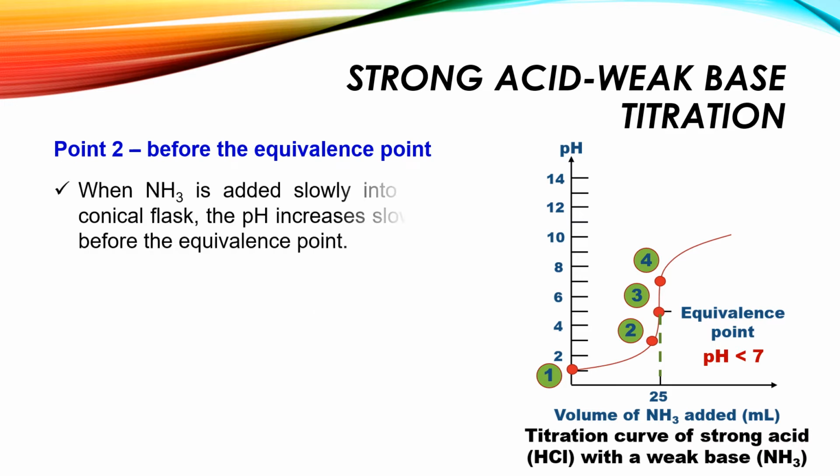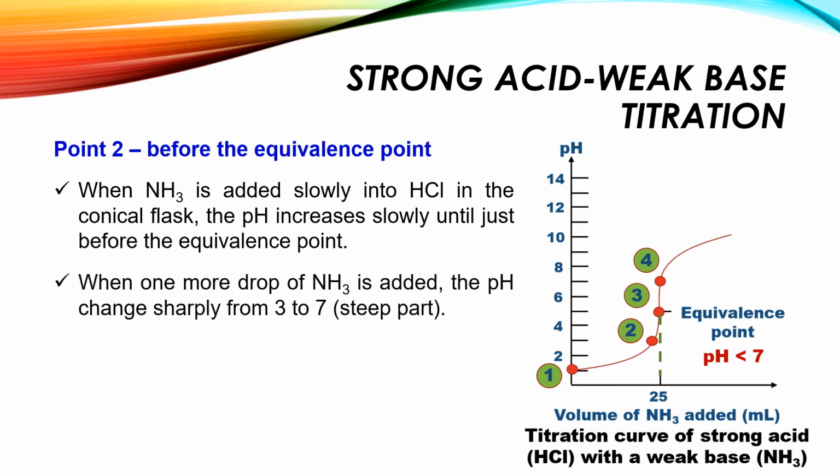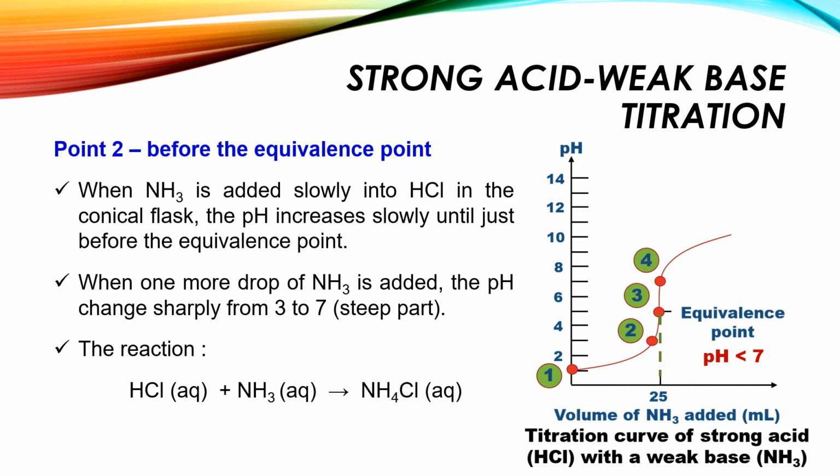At point 2, when ammonia is added slowly into the hydrochloric acid in the conical flask, the pH increases slowly until just before the equivalence point. When one more drop of ammonia is added, the pH changes sharply from 3 to 7, which we can observe at the steep part of the titration curve. The reaction that occurs in this titration is that hydrochloric acid reacts with ammonia to give the salt ammonium chloride.